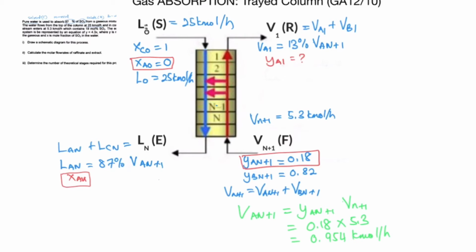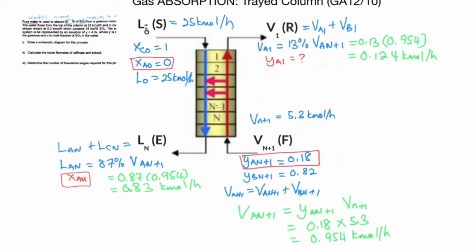So now it's easy to calculate LAN. LAN is given by 0.87 multiplied by 0.954, which we get from the VAN+1, which is equal to 0.83 kilomole per hour. Same thing here, we have VA1 equal to 0.13 multiplied by 0.954, which is equal to 0.124 kilomole per hour.